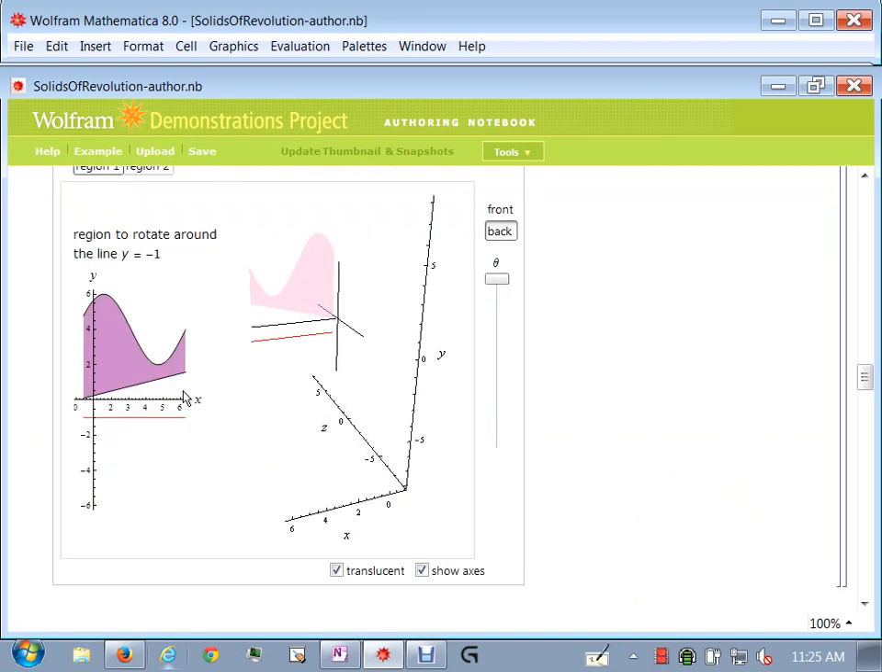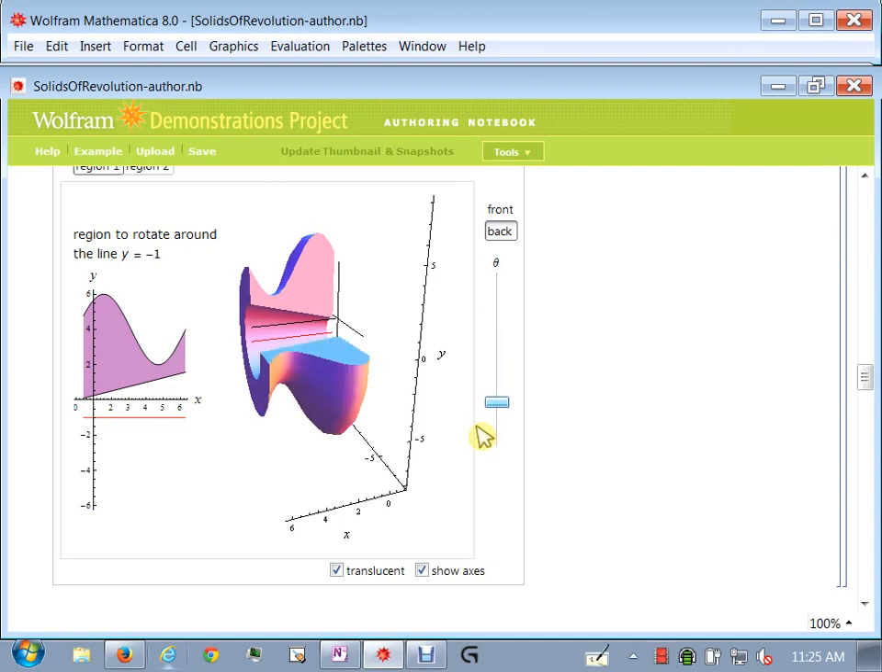So here we have a region in two-dimensional space, right? We have an upper function, and then we have a lower function. And look, our axis of rotation is down here. See that? They even adjusted the axis of rotation. We're going to take that and swing it around. When we do that, we get this over here.